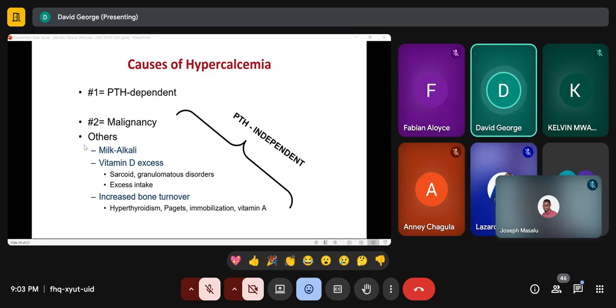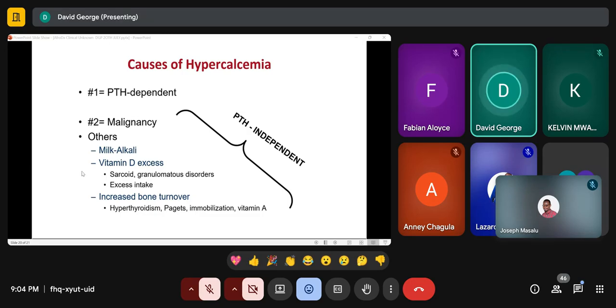The other is through PTHrP. So others are PTH independent. Now in these patients, you will order your PTH and it will be normal or low, because there are calcium sensing receptors in the parathyroid glands, and therefore there is a negative feedback mechanism. So an elevation in calcium leads to suppression in PTH production. So in PTH independent hypercalcemia, you'll have a normal or low level of parathyroid hormone, actually a low level.